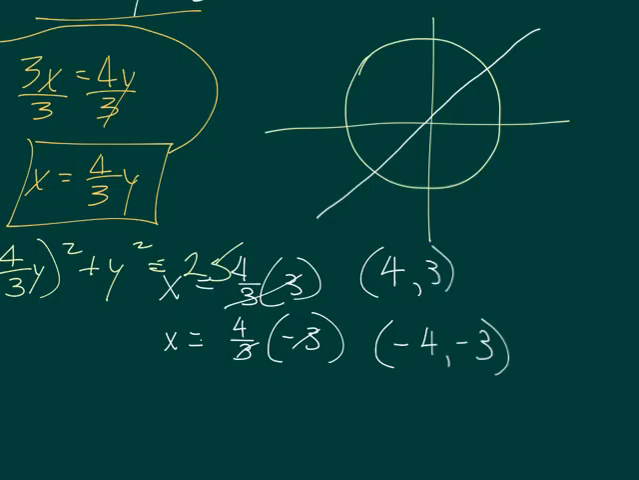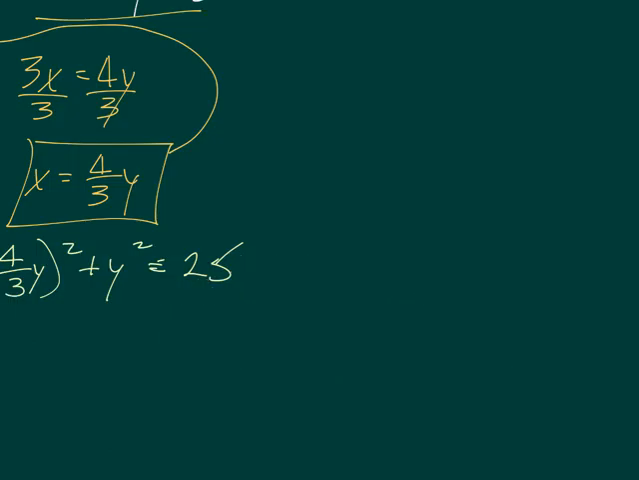Alright, well, let's keep moving along here. We'll look at another example. This is example 2 on page 558. We have x plus y equals 5. And we also have y equals 3 minus x squared.